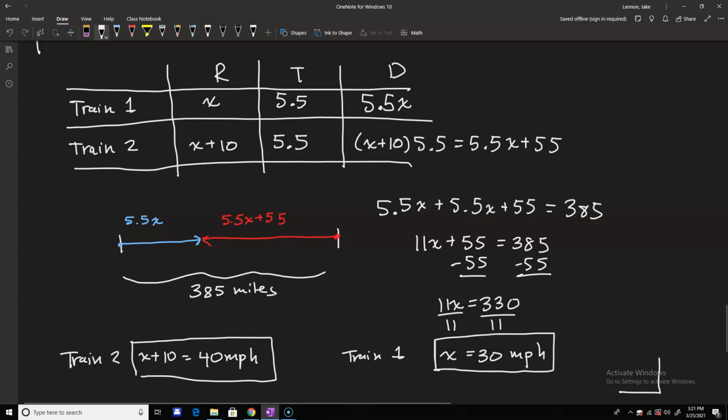But anyway, that's it for applications. Like I said, the tools are no different for solving the equations. It's all about just setting them up.